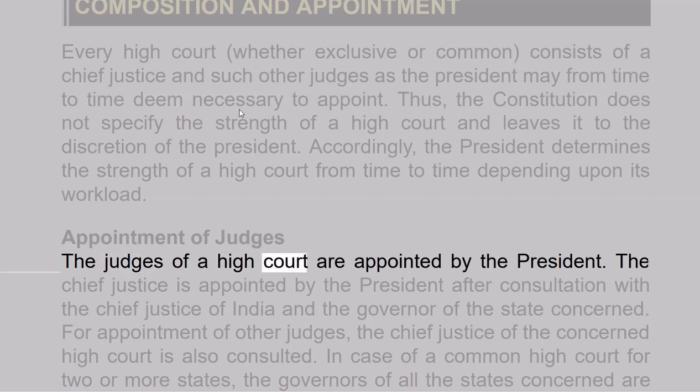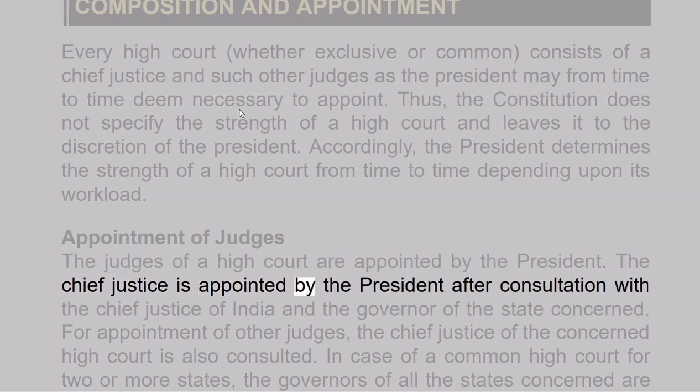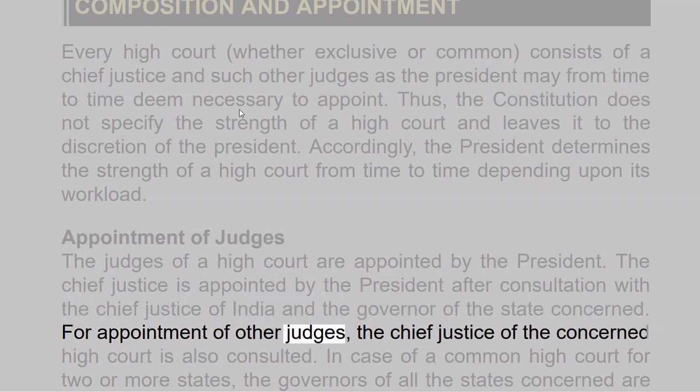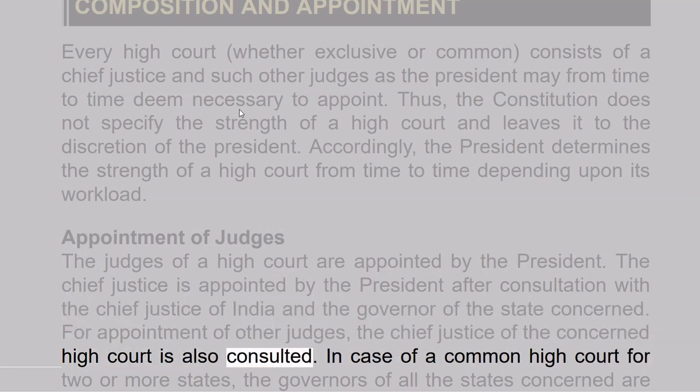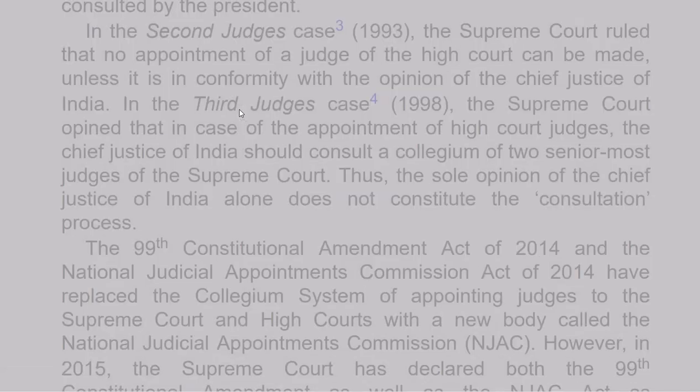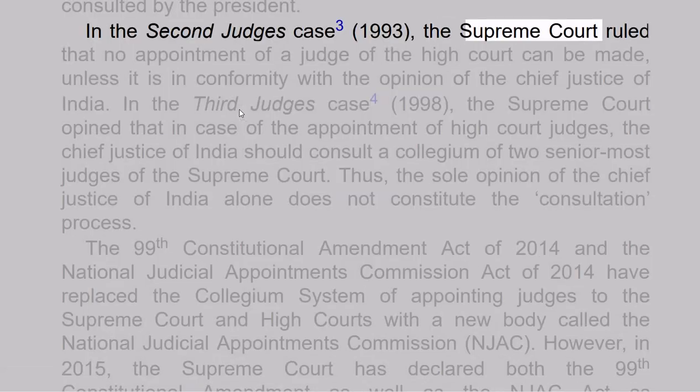Appointment of judges. The judges of a High Court are appointed by the President. The Chief Justice is appointed by the President after consultation with the Chief Justice of India and the Governor of the state concerned. For appointment of other judges, the Chief Justice of the concerned High Court is also consulted. In case of a common High Court for 2 or more states, the governors of all the states concerned are consulted by the President.